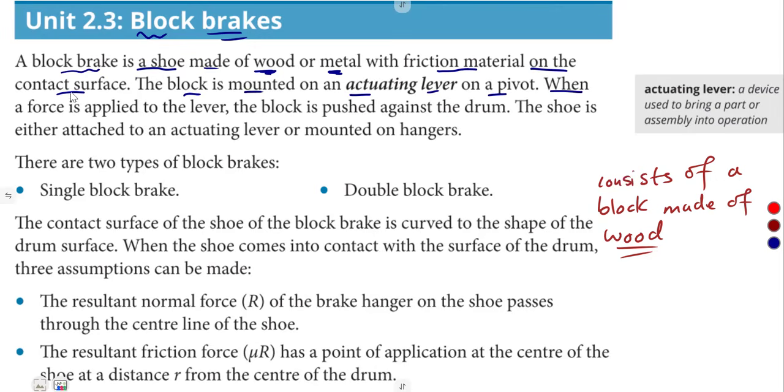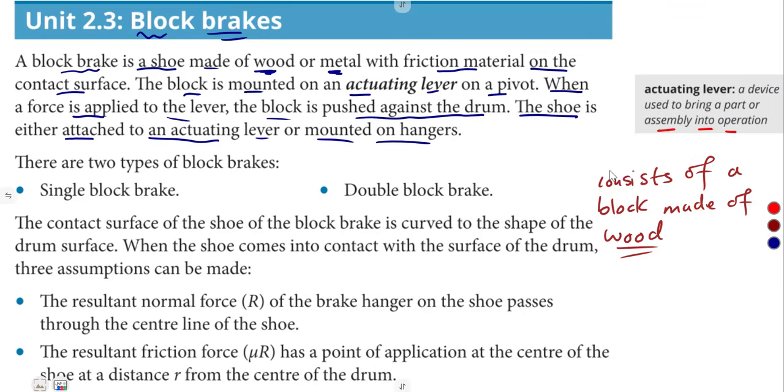So when a force is applied to the lever, the block is pushed against the drum, then the shoe is either attached on an actuating lever or mounted on what? On hangers. So an actuating lever is simply a device used to what? To bring a part or assembly into operation. That's an actuating what? An actuating lever.